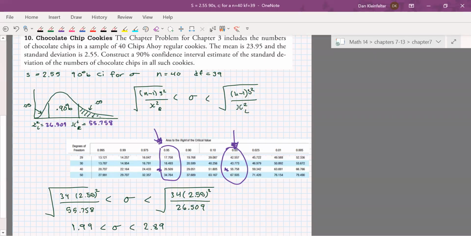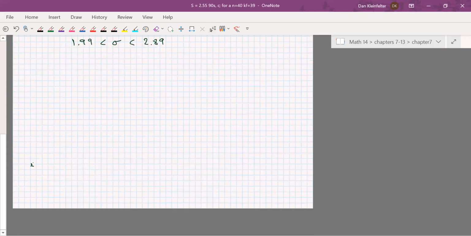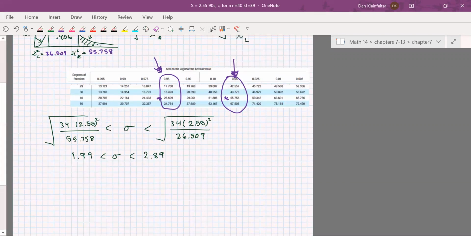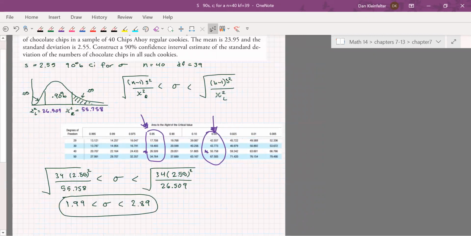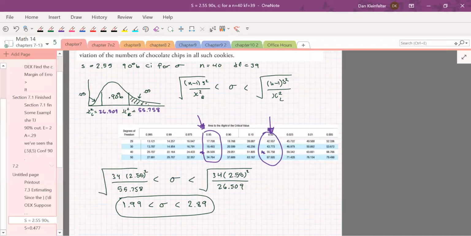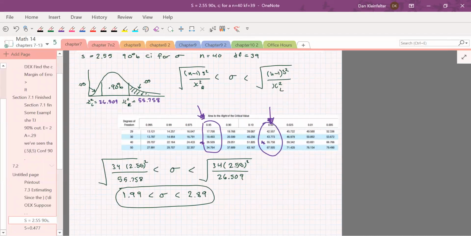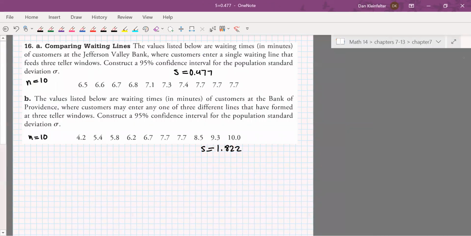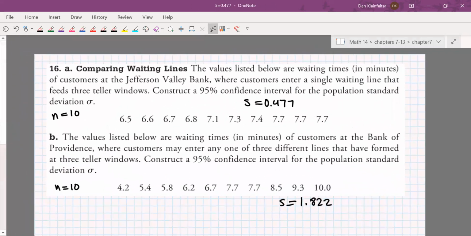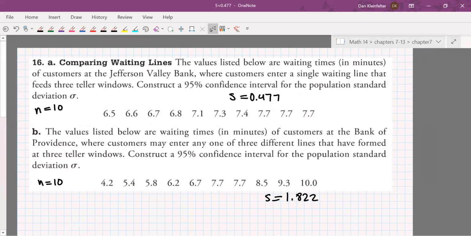All right, so our 90% confidence interval for sigma worked out to be 1.99 up to 2.89. So that gives us a sense of how variable this number of chocolate chips in Chips Ahoy cookies is. All right, so one more set of examples. So we had used this example of the waiting lines in banks a couple of times as early as chapter 3. So we're going to do it once more here.